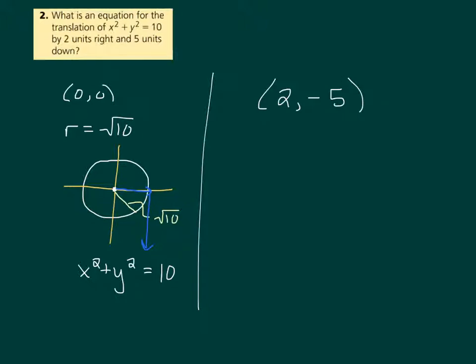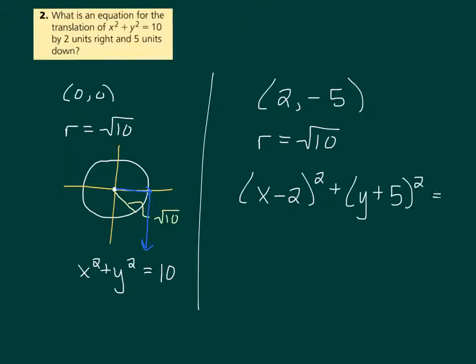Now, just moving it to the right and down does not change our radius. It's going to have the same exact radius. So the equation of that circle is (x - 2)² + (y + 5)² = r², and the square root of 10 squared is just 10.